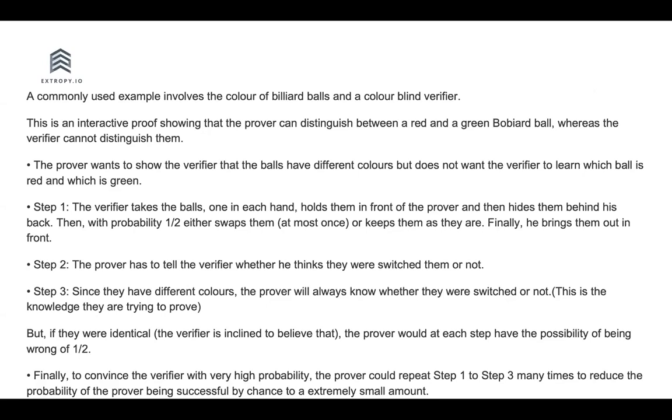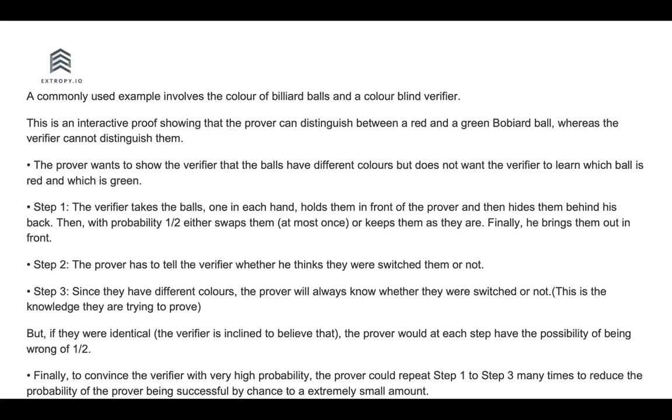And the proof has to be something that Victor will accept and will convince him that she has this knowledge. So one way to do it will be for Victor, the verifier, to take these two balls and to show them to Peggy, one in each hand, holding them out in front of him. And then he puts them behind his back and he may choose to either swap them over between his hands or not to swap them. And then he will bring them out again and ask Peggy if they have been swapped over or not.